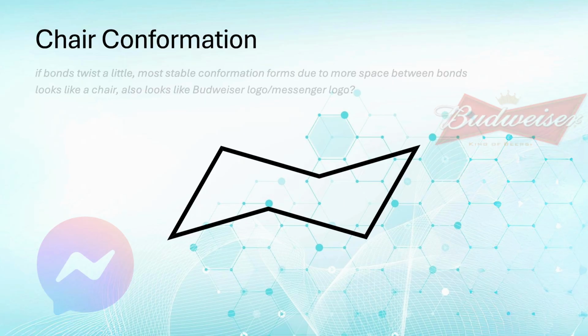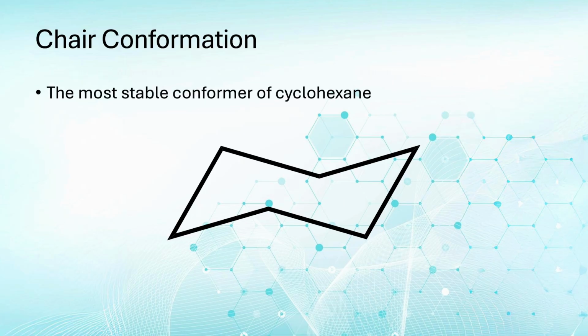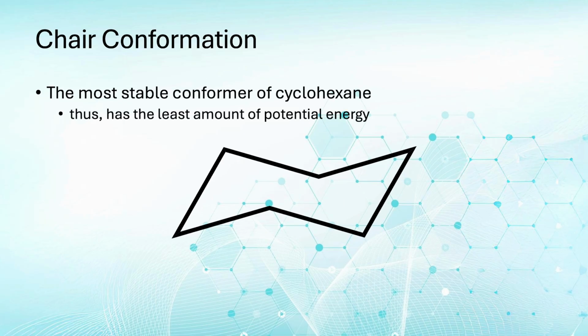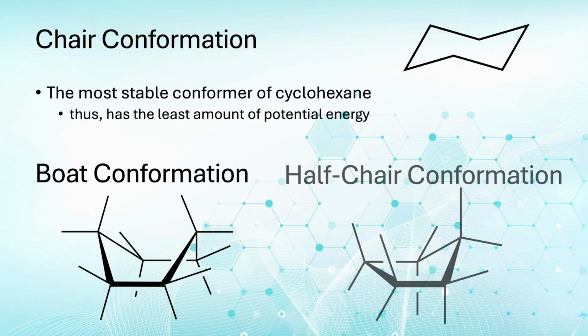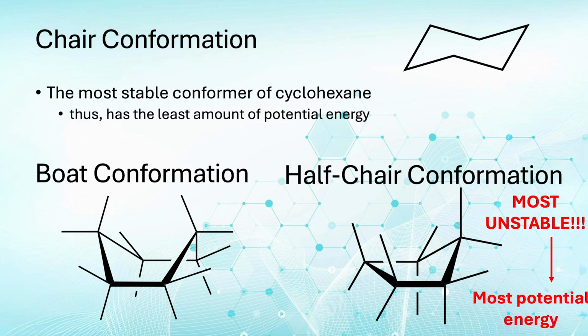The chair conformation is the most stable conformer of cyclohexane and thus has the least potential energy. Cyclohexane can also form the boat configuration and the half-chair configuration. The half-chair configuration is the most unstable conformation of cyclohexane and thus has the most potential energy. The boat configuration is halfway in stability and potential energy between the half-chair and chair conformations.